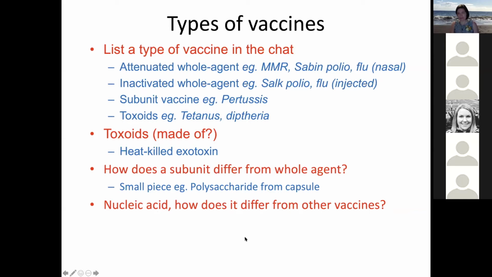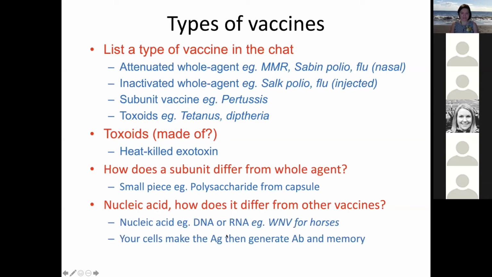All right, so we move on, since that's not stuff you need to know for the test, just fun. But this is the important point. Your cells, as Elizabeth said, make the antigen in response to these instructions, and then you generate your own antibodies and memory. So you don't get the antigen, you have to make the antigen yourself.